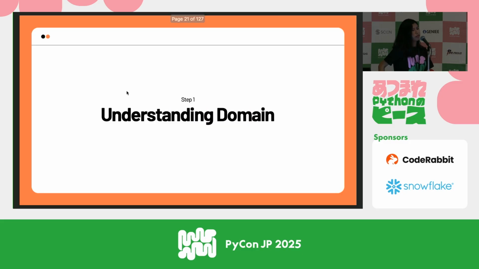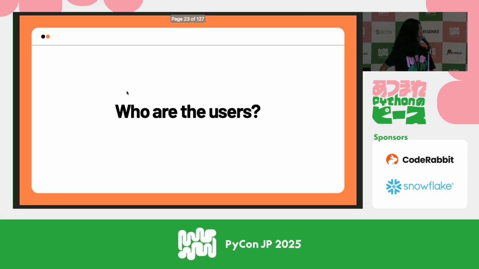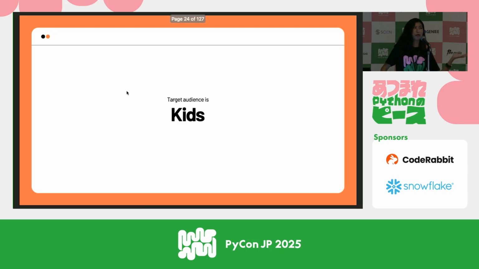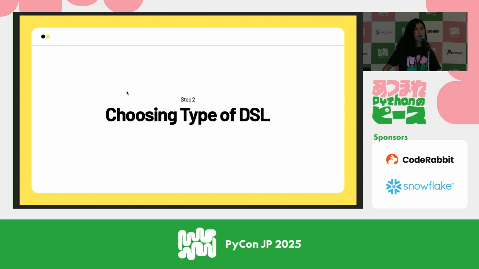The first step is knowing your domain. I know my domain. I'm going to write a story, but through code. But who are the users? I'm not going to make a general purpose programming language. I just want to make a really small one, easy for kids. That's my target audience. And so step 2, we go into actually knowing what type of domain-specific language we want to make.